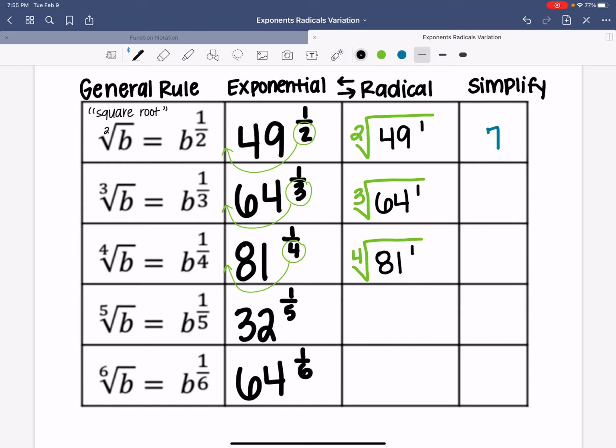Next, 32 to the power 1/5. The 5 becomes the index. So we have the 5th root of 32 to the 1st power. And finally, we have 64 to the 1/6 power. So that's 6 is going to become our root, our index. So this is going to be the 6th root of 64 to the 1st power.